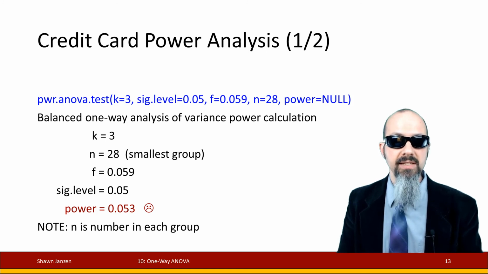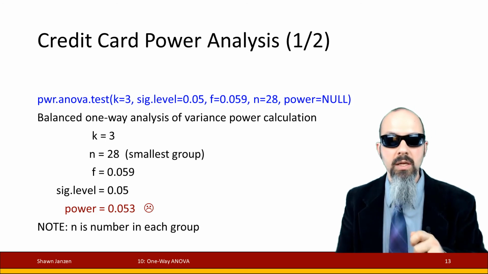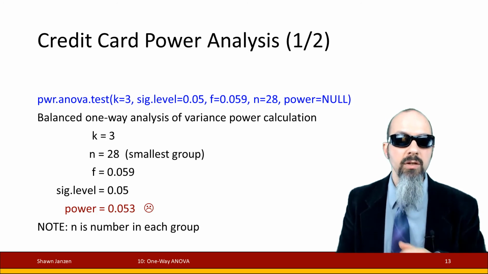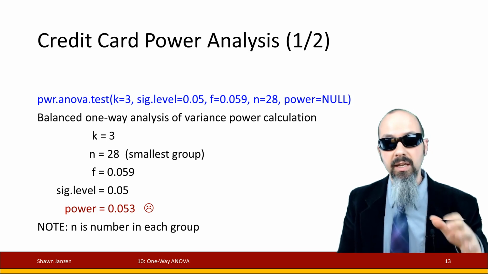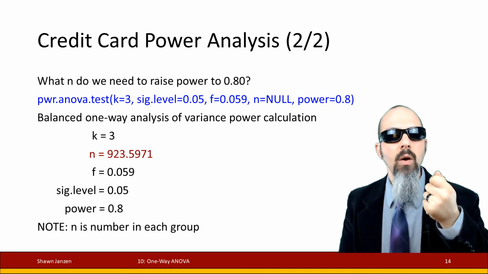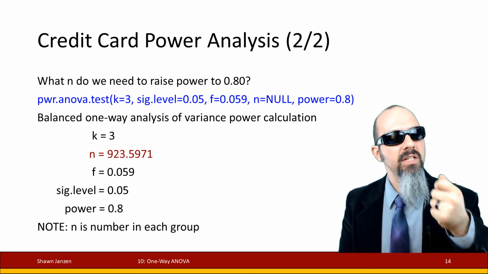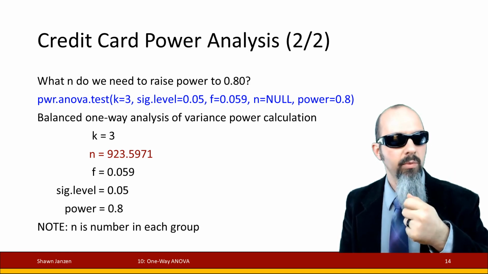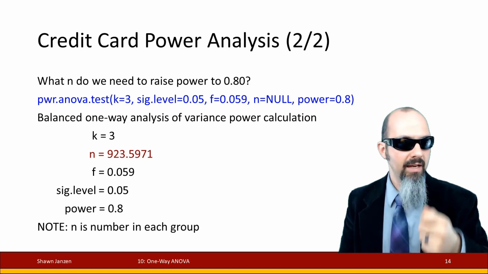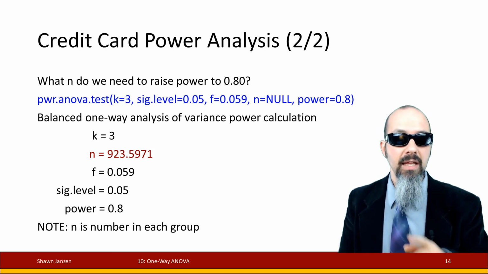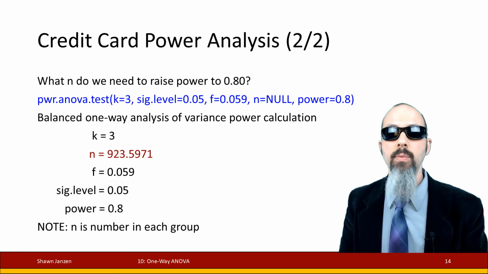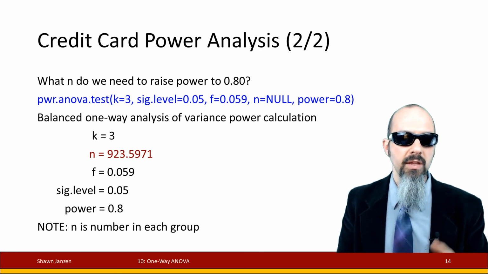It generates for me a very meager 0.53, so it's a ridiculously low power. I'm going to redo my power analysis and plug in a 0.8 for my power, and I'm going to ask, dear power analysis, what sample size do I need in order to get the power level I want with 3 categories, a tiny effect size of 0.059, and an alpha of 0.05? And it tells me I need at least about 924 rounded individuals in each group of my sample. Much, much larger than what I had before.